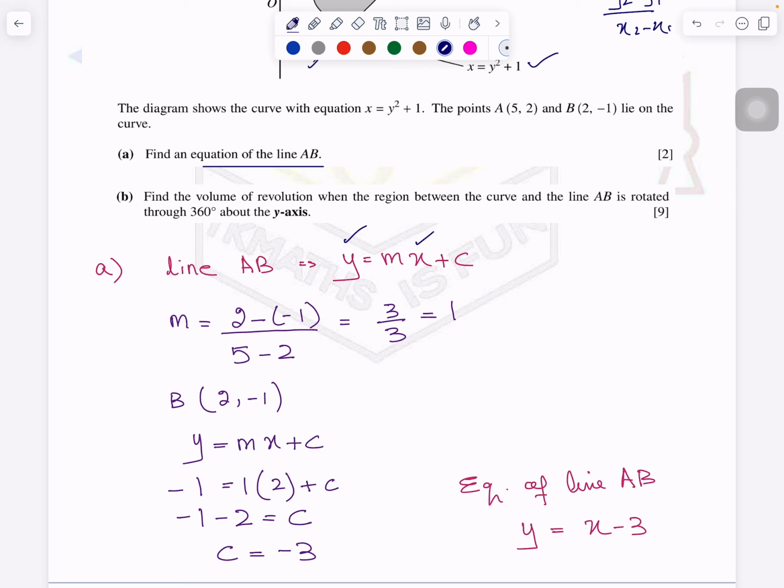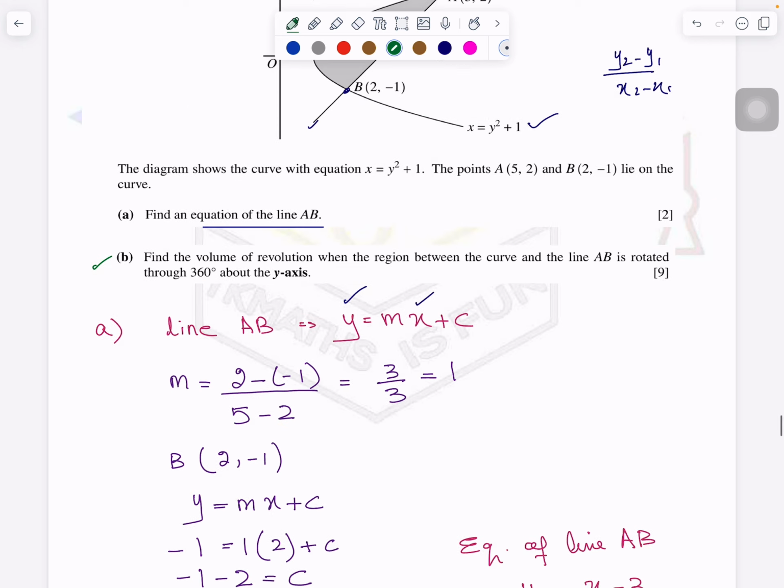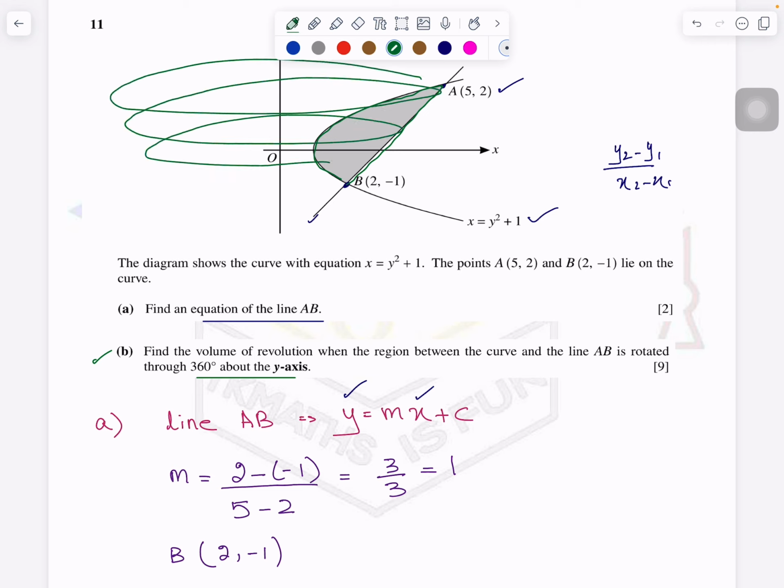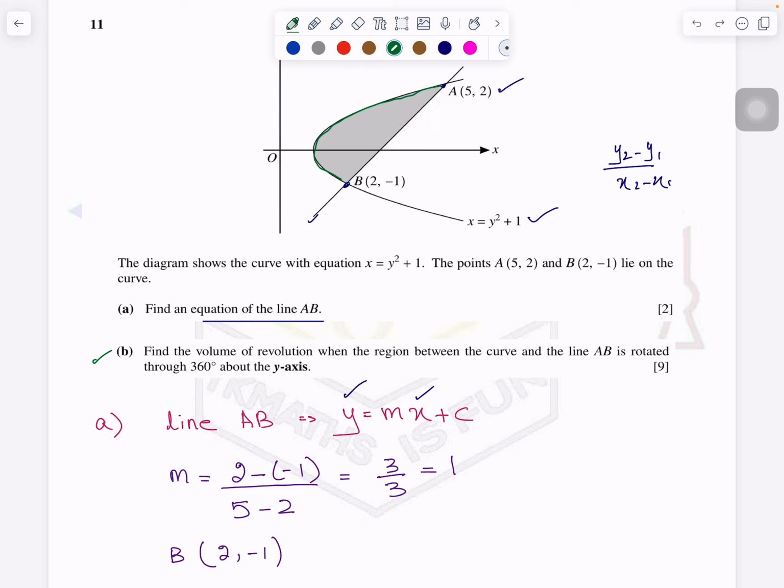Now let's read part number 2. Find the volume of revolution when the region between the curve and the line AB is rotated about the y-axis. So basically it is revolving like this around the y-axis. The shape which will be formed, what is the volume of that solid? This is what you have to find out.